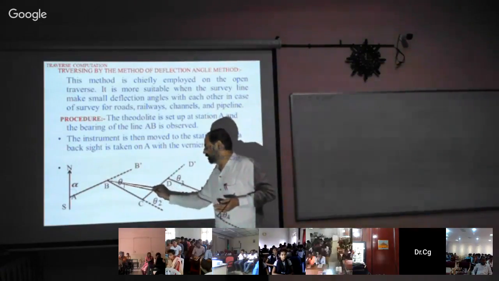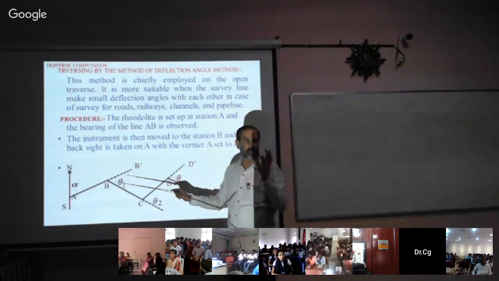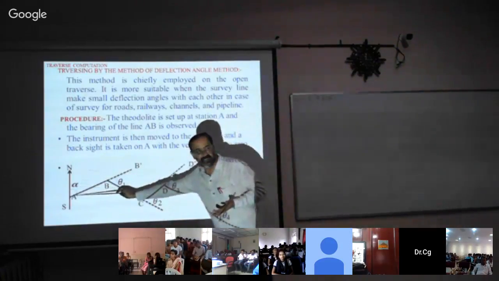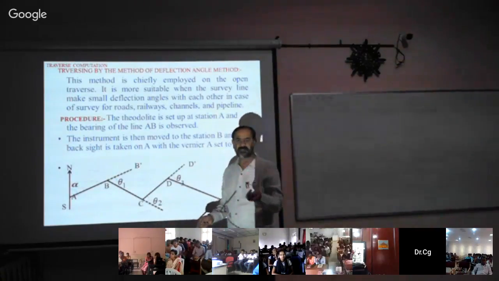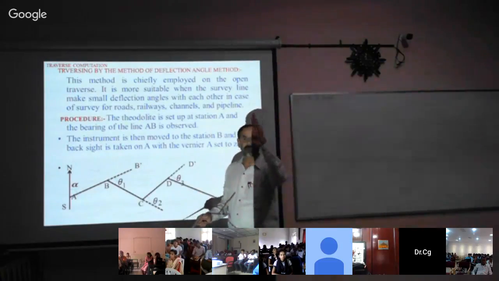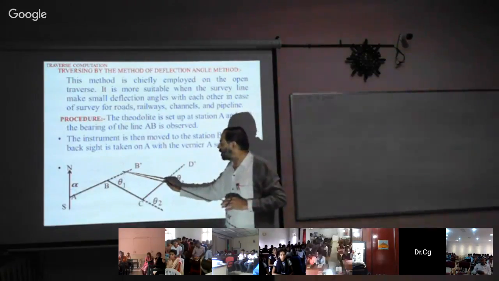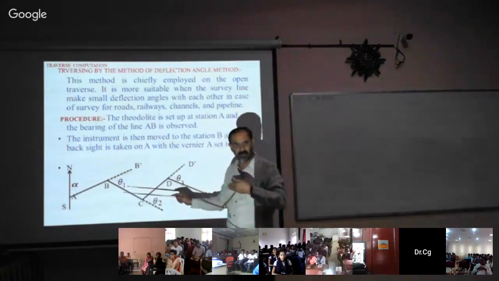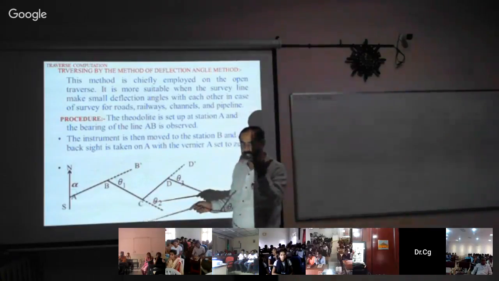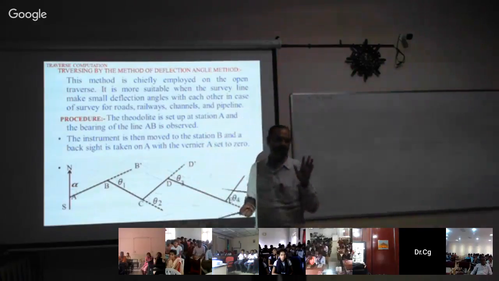After installing the instrument, making all the temporary adjustments, making the horizontal circle read 0 and 180 degrees, and backsighting the point A, transit the telescope from backside to forward. Then turn the telescope clockwise and bisect the point C. Record that angle, B dash B C, which will be the deflection angle.